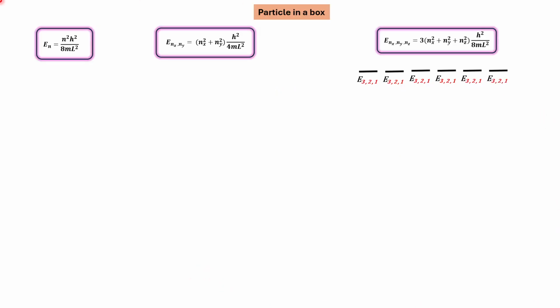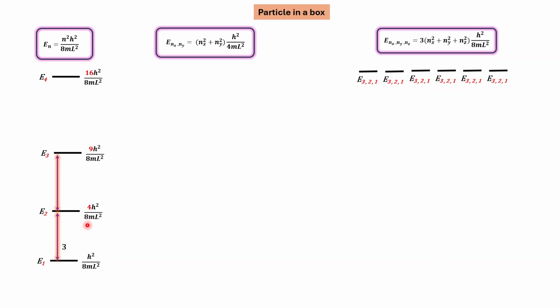Let's say we have this formula for particle in a box, this for 2 dimensions and this for 3 dimensions. If we draw the energy levels, E1 has h square by 8ml square, E2 has this energy value, E3 has this value, and E4 has this value. This is the gap between two energy levels, which is 3 times this unit, and it continues like that.